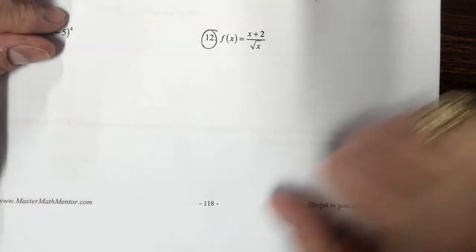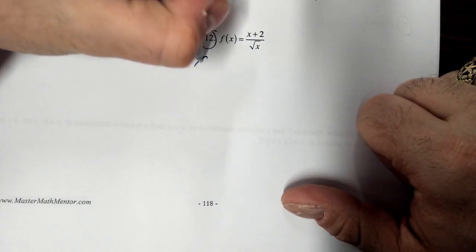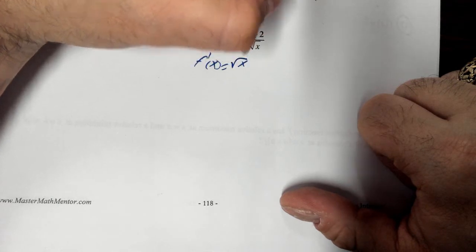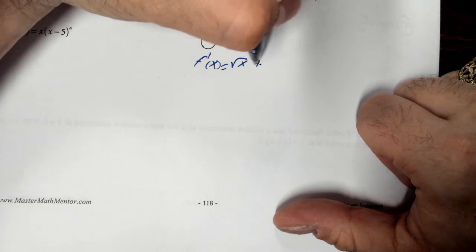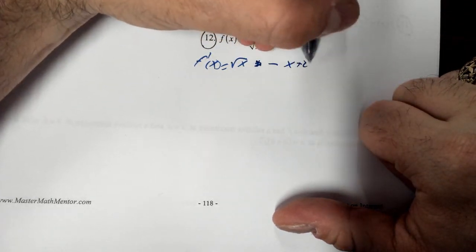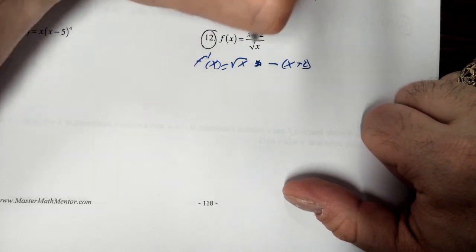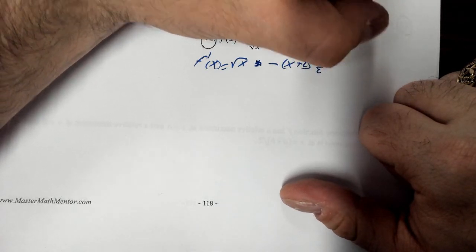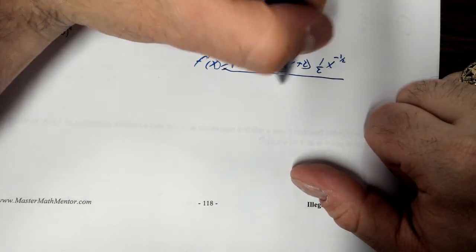Number 12. F prime of x. Low d high: x squared times the derivative of the top, the derivative of the top is a 1, minus top, x plus 2. So low d high minus high d low. Derivative of the bottom is going to be a 1/2 x to the negative 1/2, all over the bottom squared, which is just x.